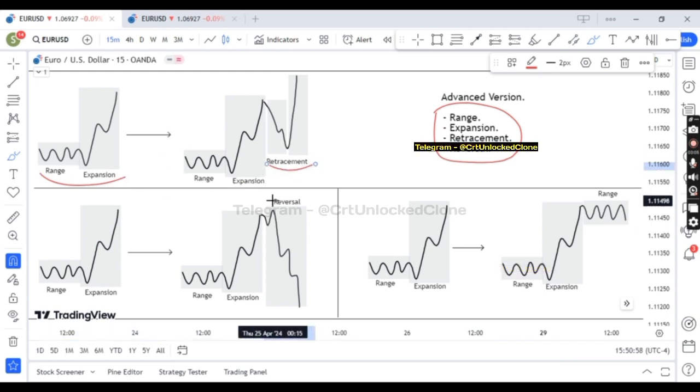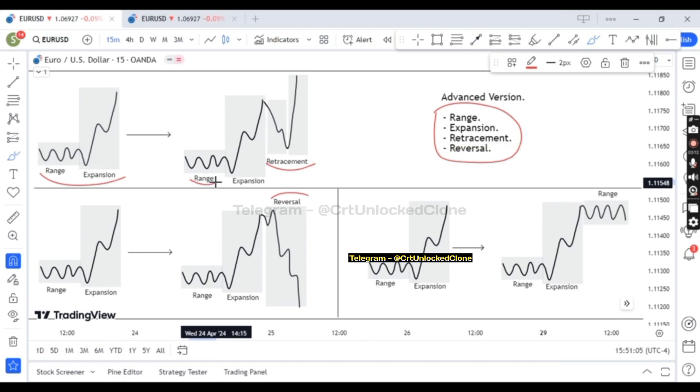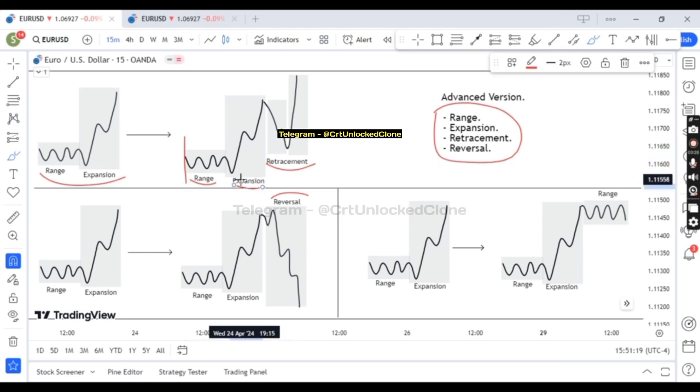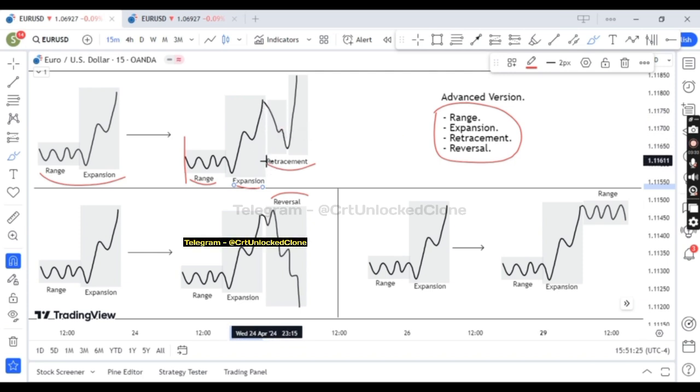Now, let me show you on the charts. So first we start with the range, right? Every single move in the market starts with a range. So when price opens either on the week or the day, we start with a range, and then after a range there is only one possible outcome for price, which is an expansion or an expansion profile, right? Then after an expansion has occurred, we can have three possible outcomes, which are either a retracement, reversal, or another range.